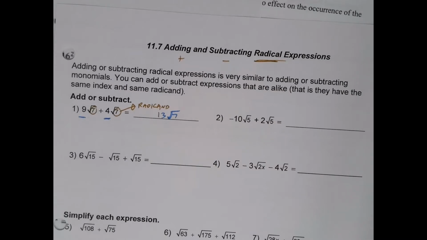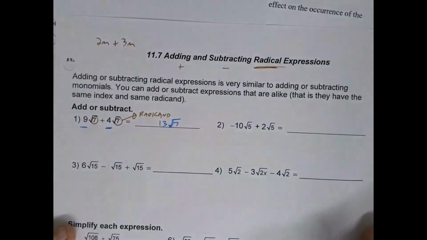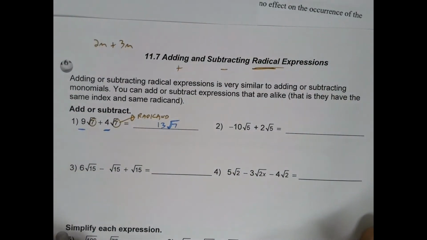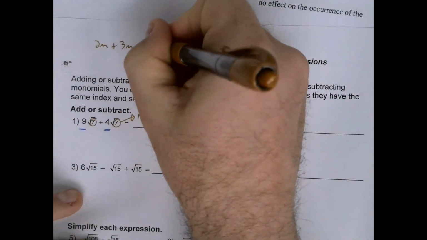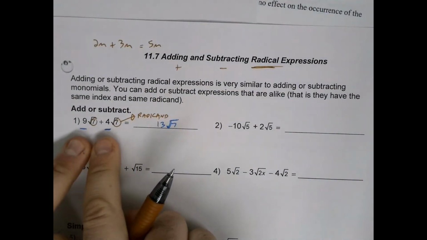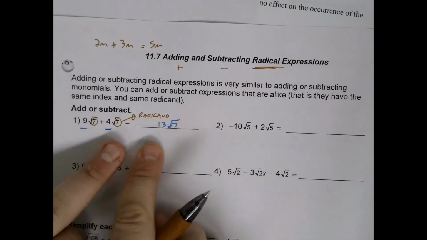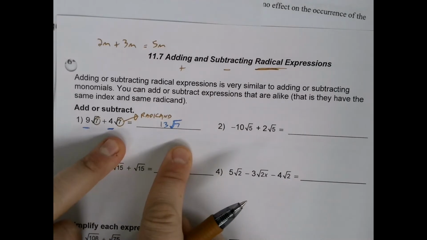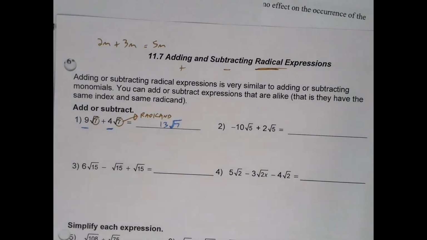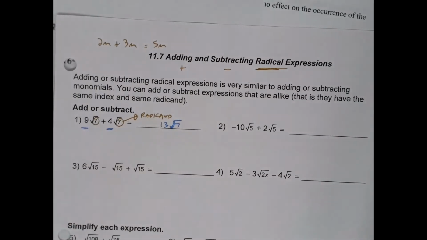It's very similar to what we did with monomials, right? If I had 2m plus 3m, how many m's do I have? 5, right? I have 5 m's. That's the same thing with radicals. If I have 9 root 7s plus 4 root 7s, then I have a total of 13 root 7s. So as long as the radicands are the same, you add the numbers out front. It becomes very easy to do.